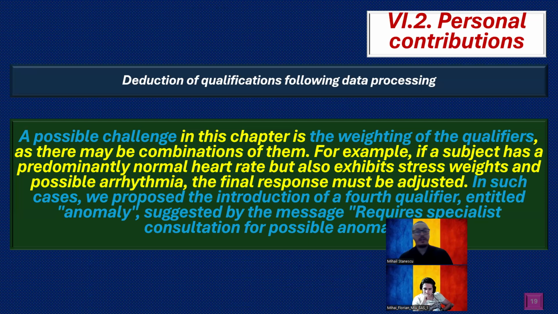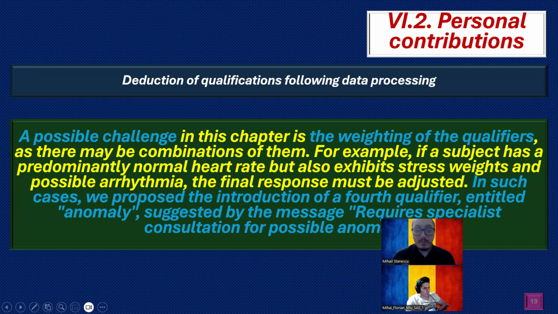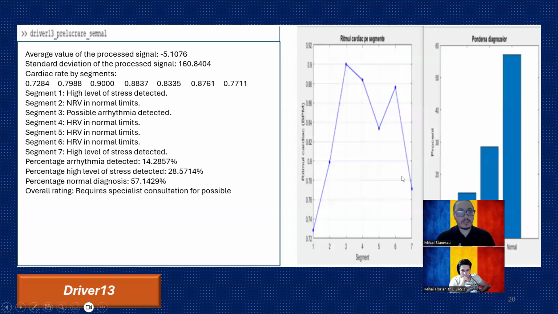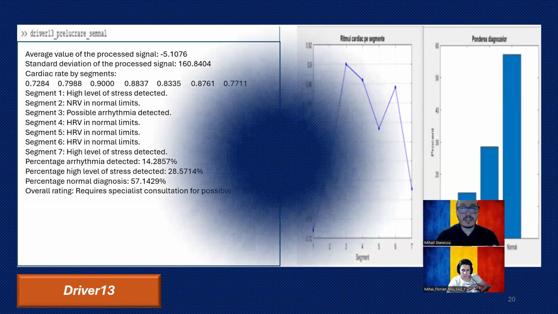A possible challenge was the weighting of the qualifiers, because it was normal, stressful with arrhythmia, or it should require specialist consultation for possible anomaly. Furthermore, this is an example that requires specialist consultation for possible anomaly, because we have normal limits a lot, but also we have some arrhythmia detected and also some stress. So it's important to understand the medical content.